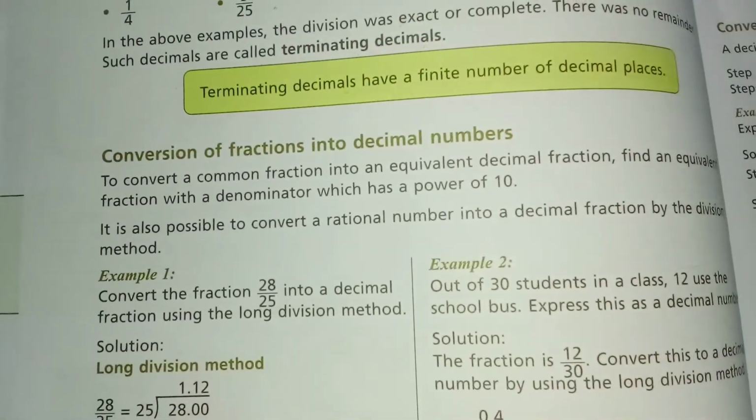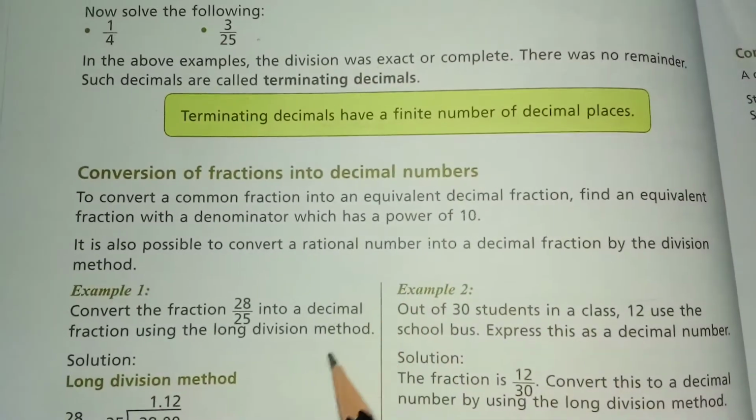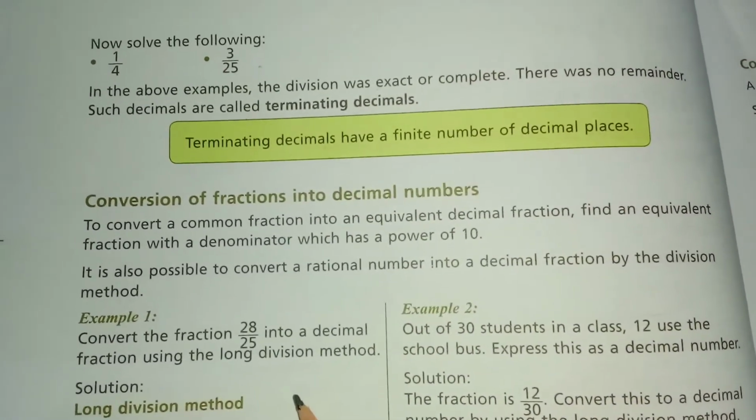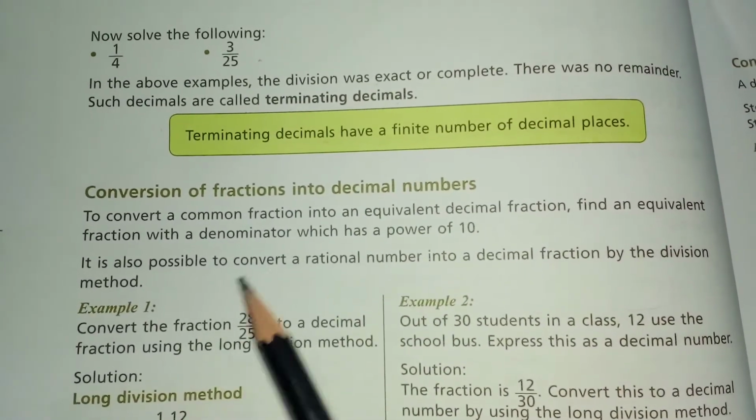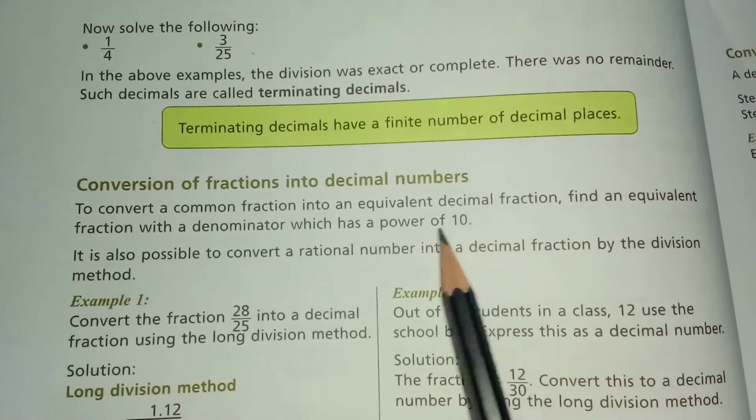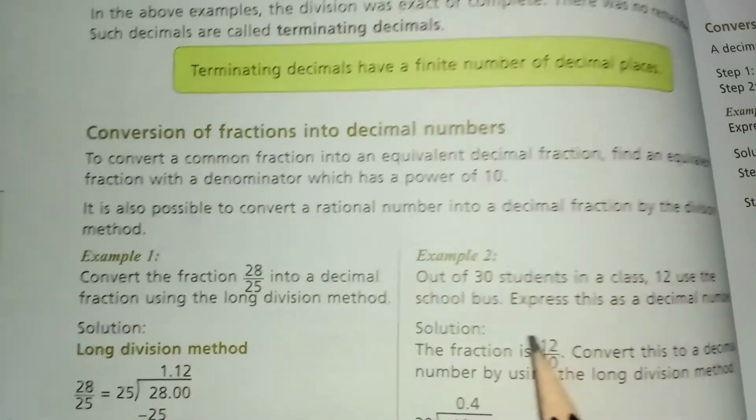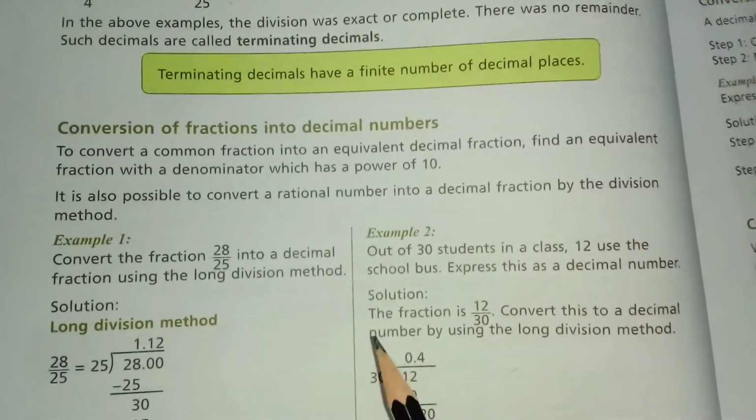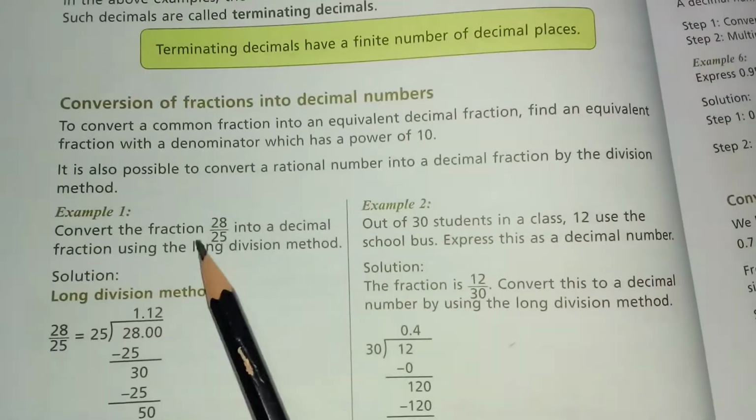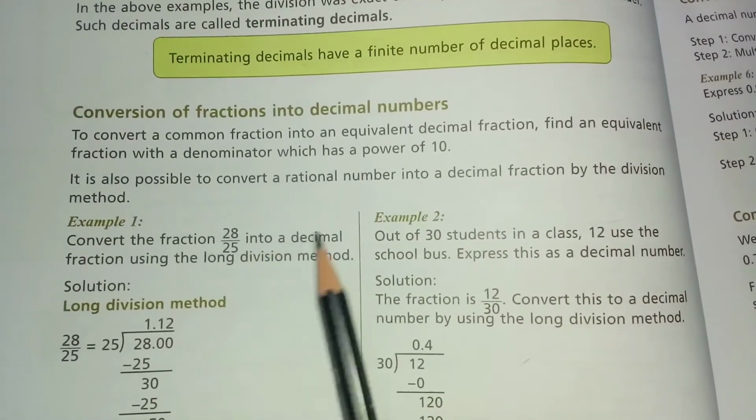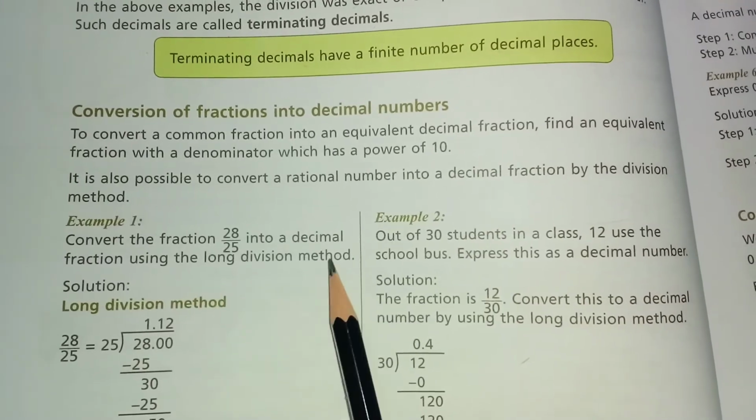Now, conversion of fractions into decimal numbers. To convert a common fraction into an equivalent decimal fraction, find an equivalent fraction with a denominator which is a power of 10. So it is possible to convert a rational number into a decimal fraction by the division method. The first example is: convert the fraction 28 over 25 into a decimal fraction using the long division method.